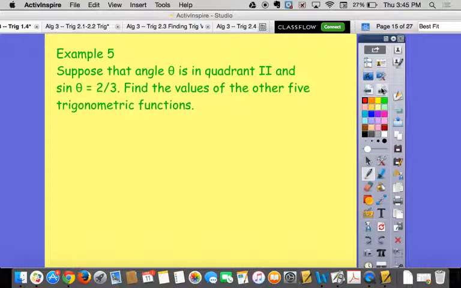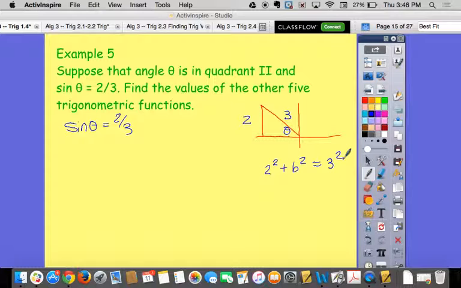So suppose you got an angle theta that is in quadrant 2. So they were very nice, and they told you it's in quadrant 2. And it said that sine of theta is 2/3. Okay, you should know that sine is defined as opposite over hypotenuse. So from this picture, opposite is 2, hypotenuse is 3. That does not look anywhere remotely like a Pythagorean triple. So I have got to come down here and do 2 squared plus b squared, whatever letter you want, equals 3 squared, because hypotenuse is always over here by himself. So b squared equals 9 minus 4 is 5. So b is square root of 5.